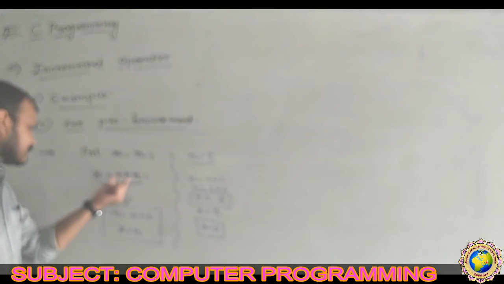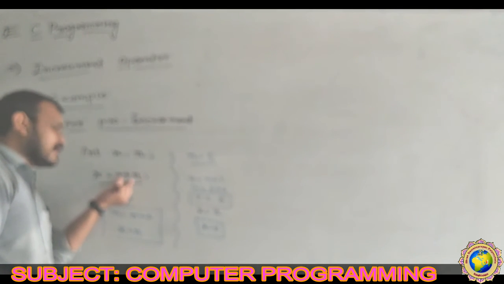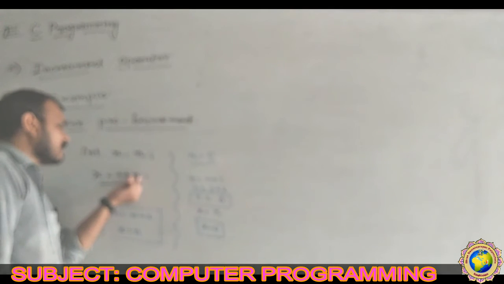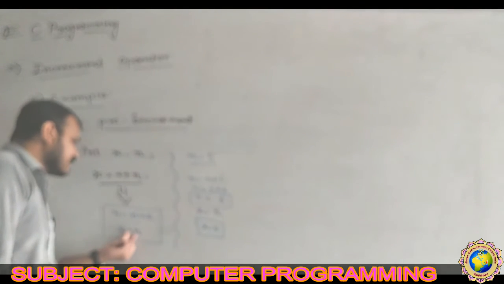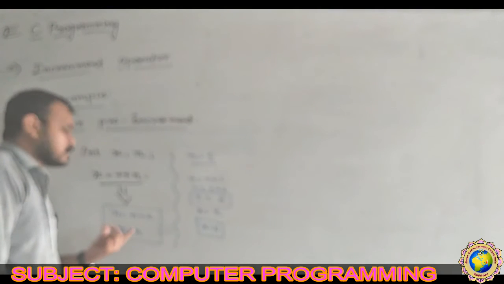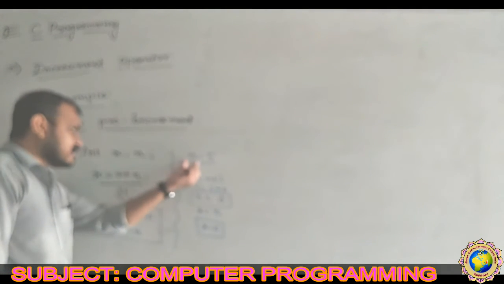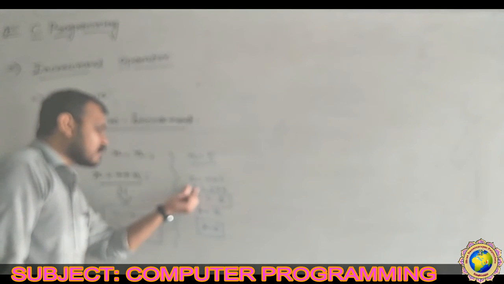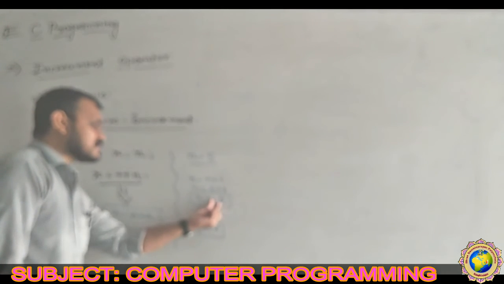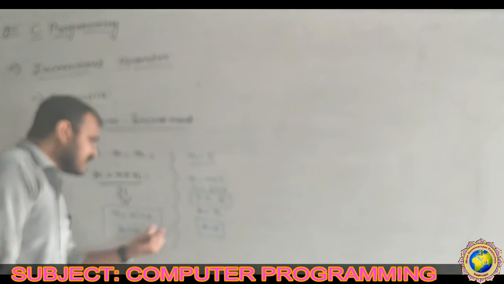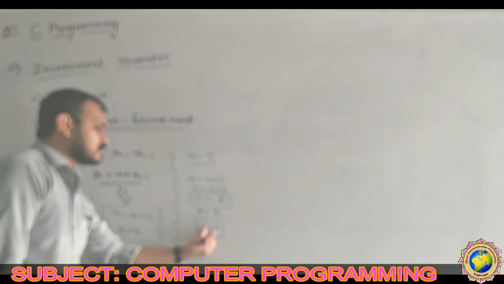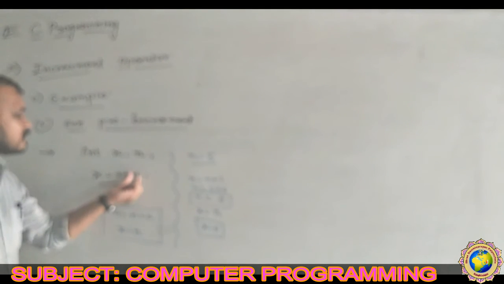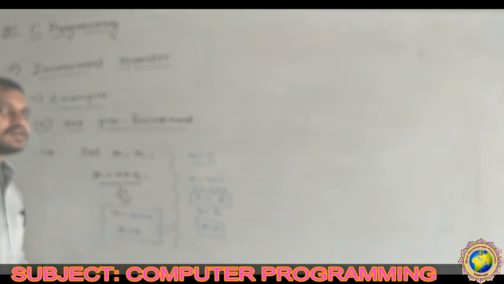So this is the pre-increment. What is the pre-increment? When you assign the pre-increment to a particular variable, first the variable is incremented by 1 and then the value is assigned. If the value of n is 5, then n is equal to n plus 1, so n is equal to 6, and then x is equal to n, it means that x is equal to 6. So in a pre-increment, first increment the value by 1 and then assign it to the variable.